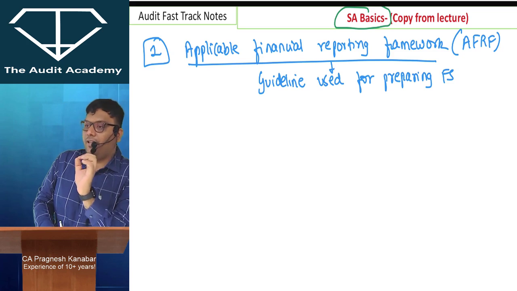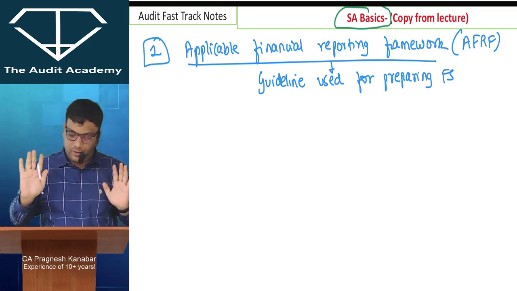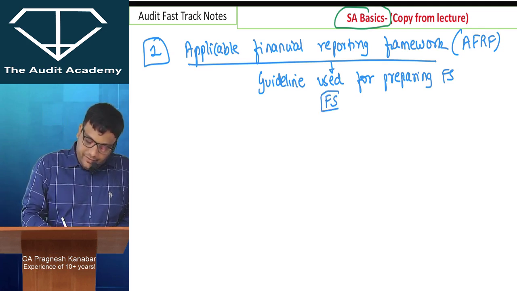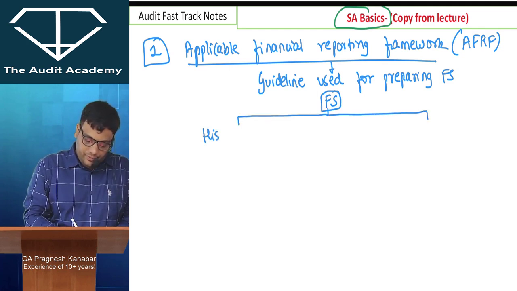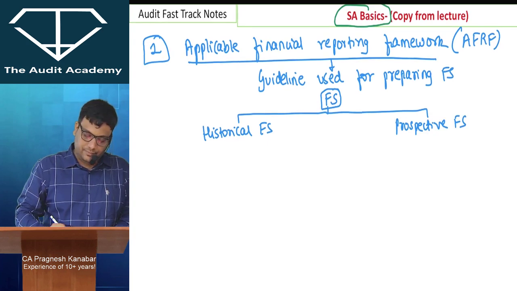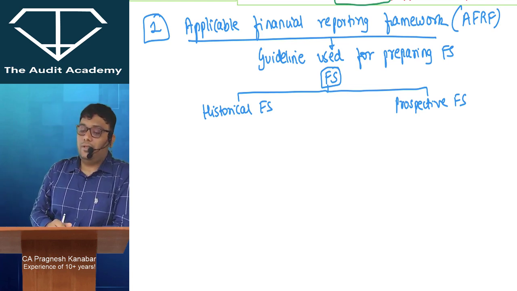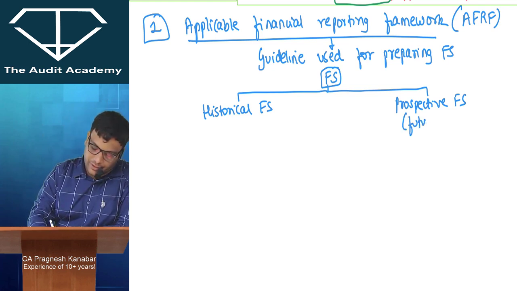So, the guideline used for preparing financial statements. When I talk about company final accounts, Schedule 3 and Ind AS is the applicable financial reporting framework for company final accounts. But I want to teach this concept differently. Tell me, when I say financial statements, first of all, you have historical financial statements and you have prospective financial statements. Prospective is your future projection.